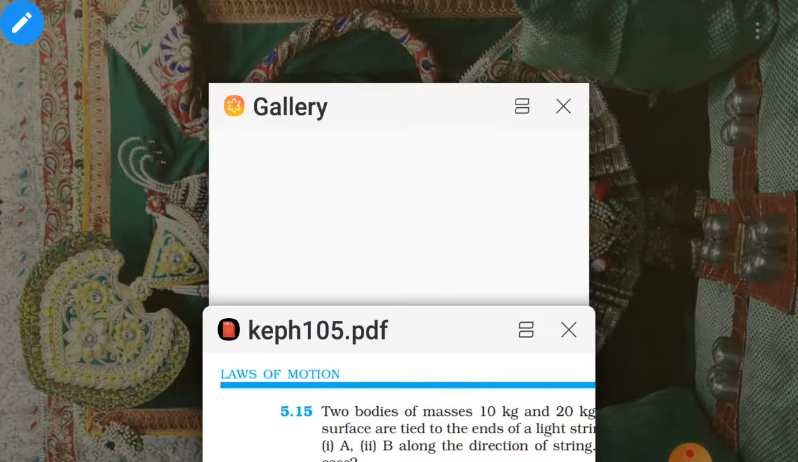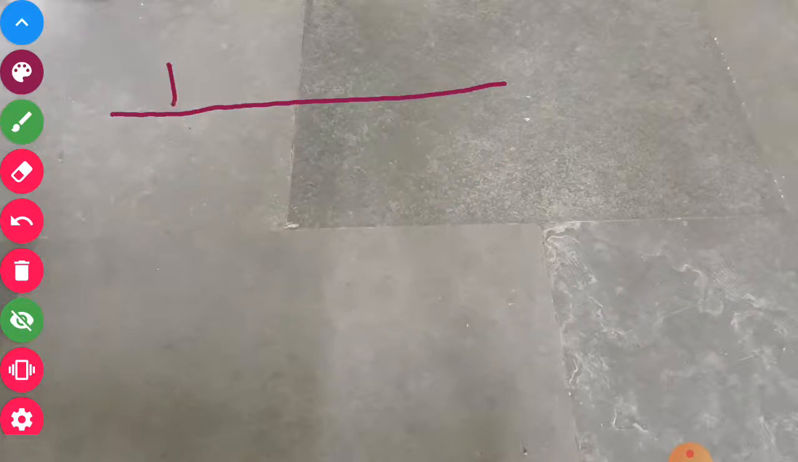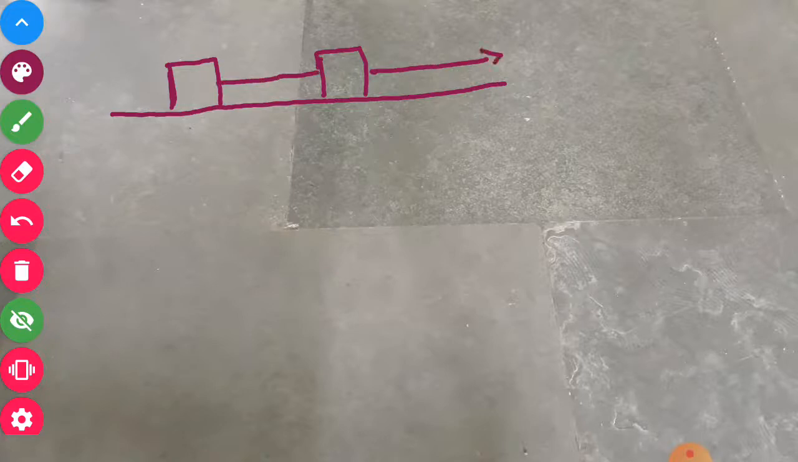Okay. Now see, first of all, this is a smooth horizontal surface, so there is no friction. Say for example, this is the surface, and here the first body is A, the other one is here B. They are tied with the string and force is applied here. The body B is of say 20 kg and this is of 10 kg.